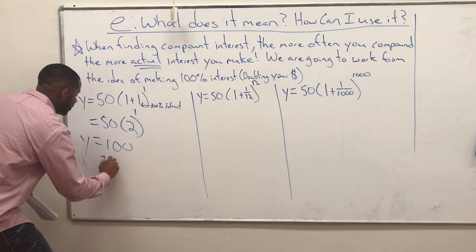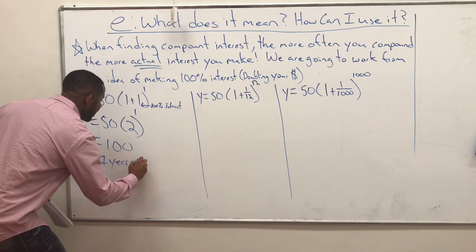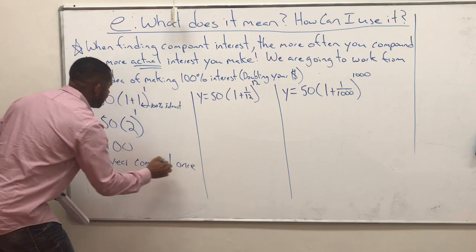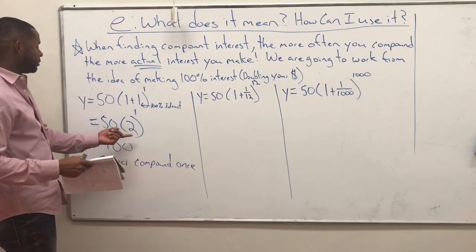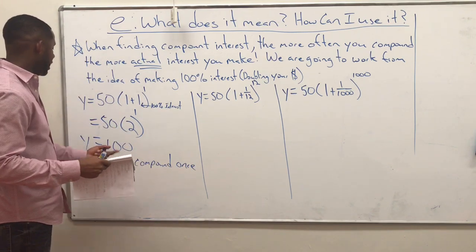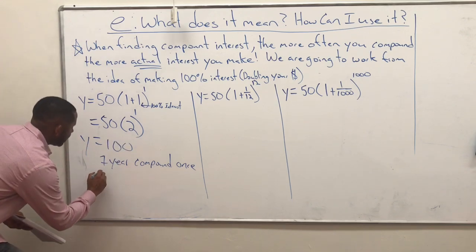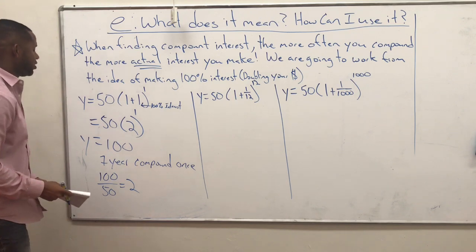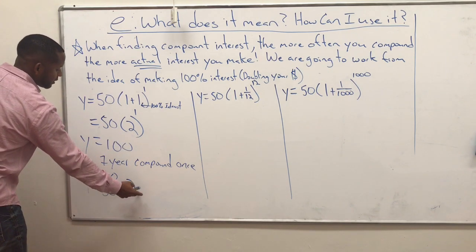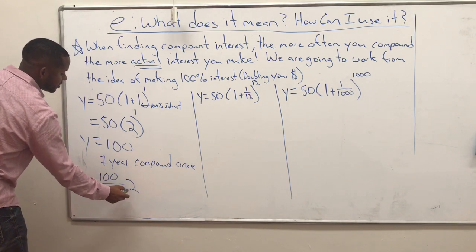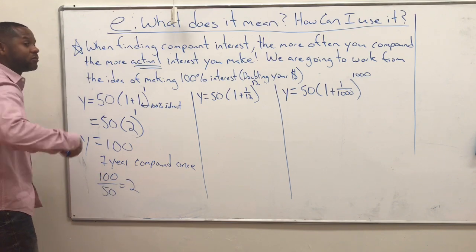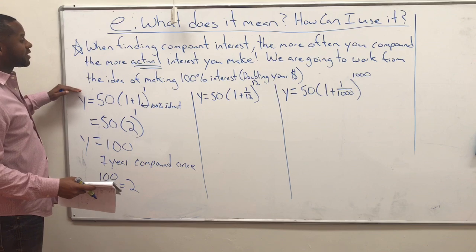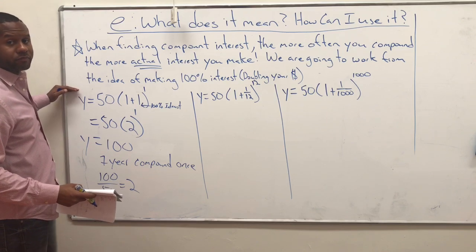Right? After 1 year, compounded once. You know, I actually double it, right? And I get $100, okay? And again, just to make sure that we're clear, because 100 divided by 50 is 2. So the actual rate of change is times 2, because I'm doubling it. That's my 100% interest, okay? That's if it's compounded just once within a year.